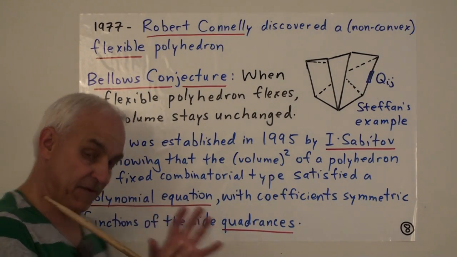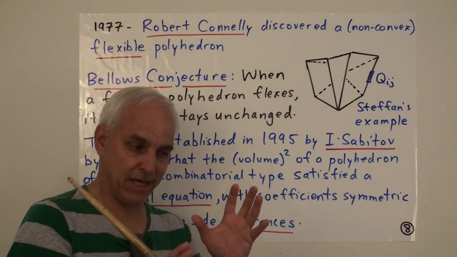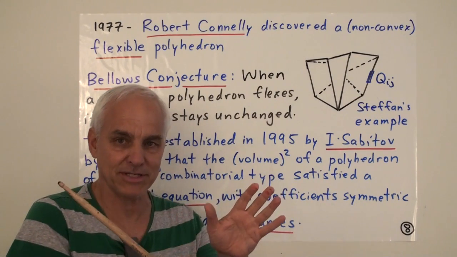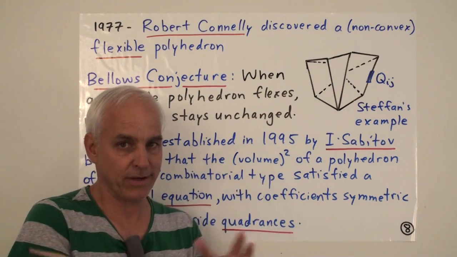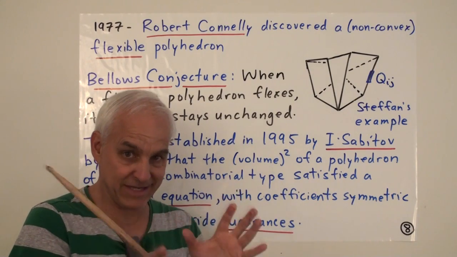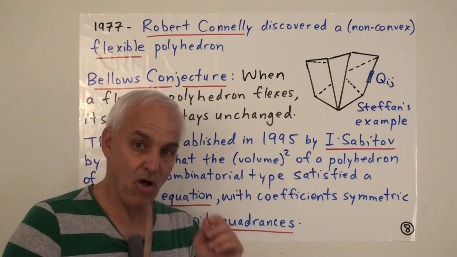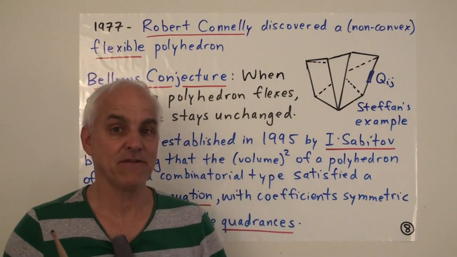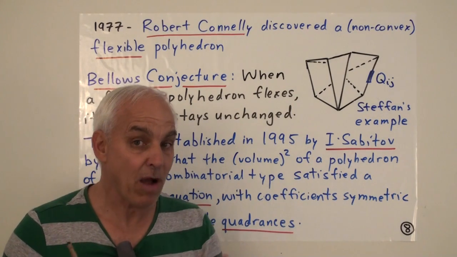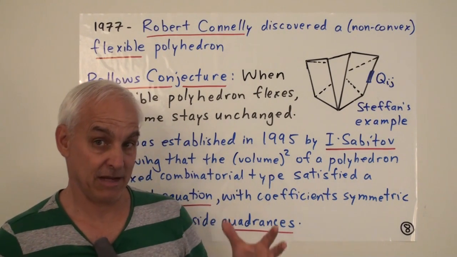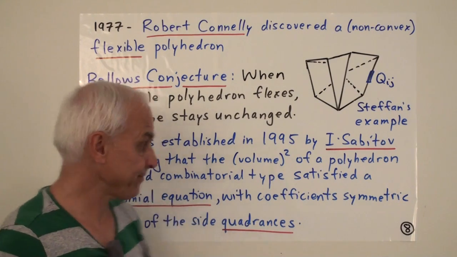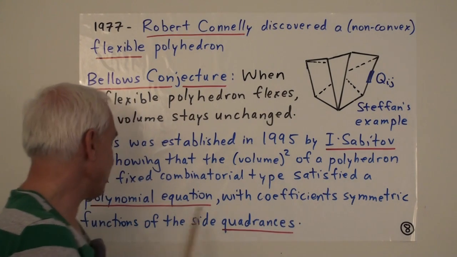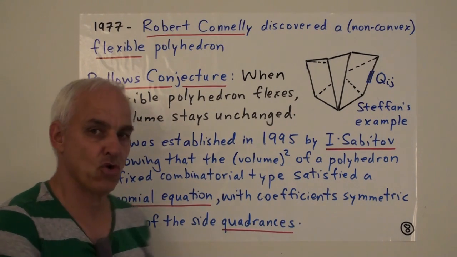If the polyhedron is of a fixed combinatorial type, so we have a polyhedron that looks perhaps like a cube, maybe a cube with quadrilateral sides instead of square sides, but combinatorially a cube. If you take one of those fixed combinatorial types, then the volume satisfies a polynomial equation, very much the same kind of equation as Robbins had discovered for the cyclic pentagons and hexagons. So the volume satisfies a polynomial equation whose coefficients are symmetric functions of the side quadrances.